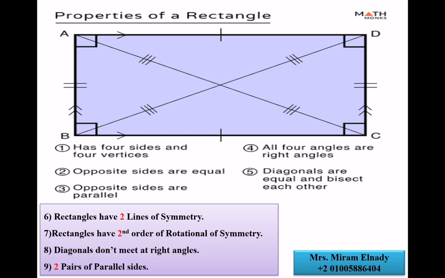Diagonals do not meet at right angles, and related to the pairs of parallel sides, they have two pairs of parallel sides because opposite sides are parallel.